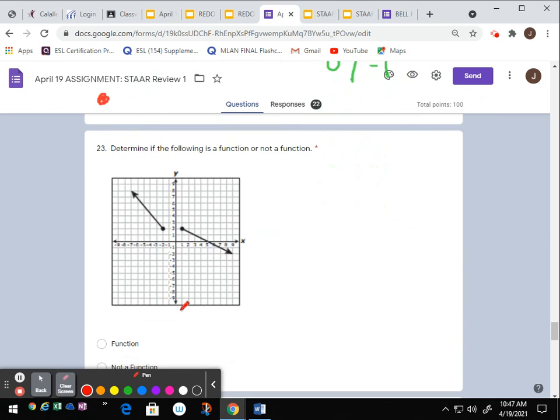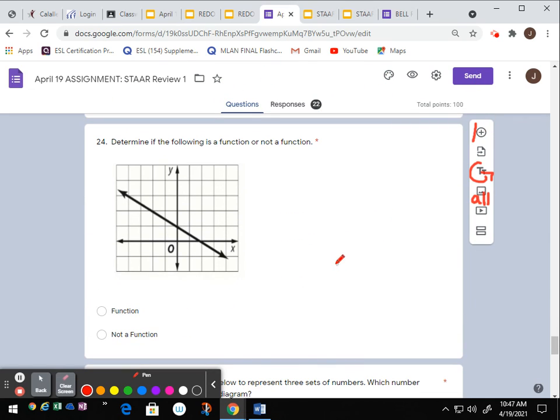All right. Let's go down to question 24. 24 says determine if the following is a function or not a function. So we have a graph. When we're given a graph, we're going to use the vertical line test. So we can draw a vertical line anywhere. If it passes through the graph once, that means we have a function. And by drawing these 2 vertical lines right here, we see this graph only passes these vertical lines one time here and one time here. So that means we have another function here.